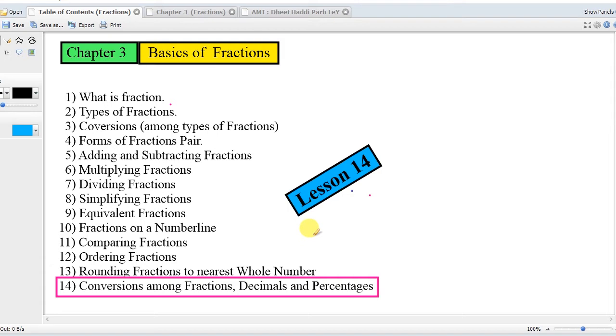And so today we are going to start our lesson number 14, which is conversions among fractions, decimals and percentages.